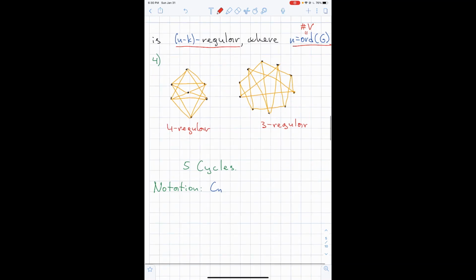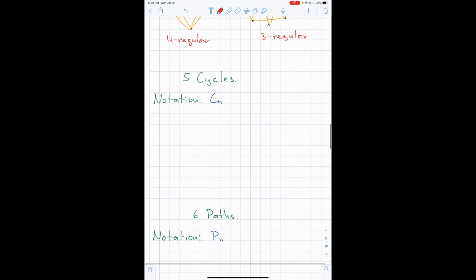Now, the next type of graphs that I want to introduce is called cycles. So it's just cycles, Cn. Cn is the cycle on n vertices.